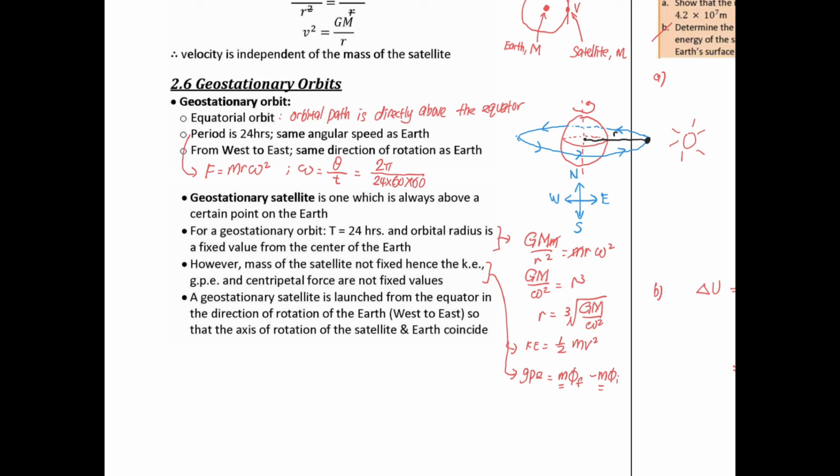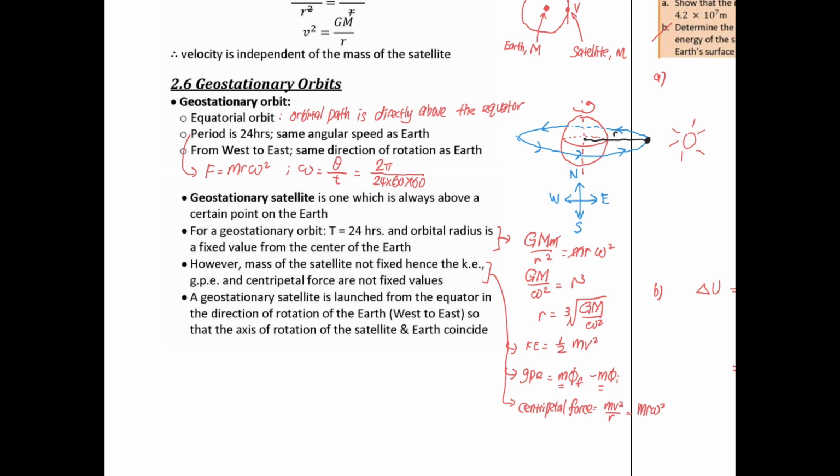And centripetal force is not a fixed value. Centripetal force, okay, let's see. Centripetal force is mv squared over r, equal to mr omega squared. So it's not fixed also because of the small letter m there, which is not fixed, and makes centripetal force not fixed. So these are the three things that are not fixed: kinetic energy, GPE, and centripetal force.